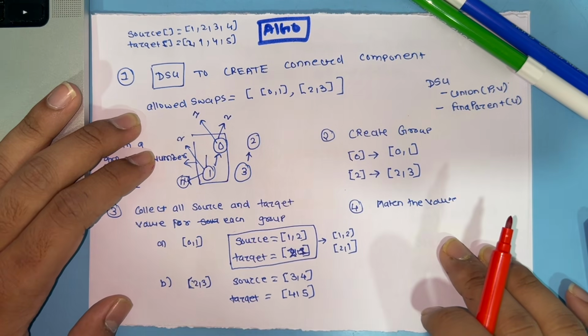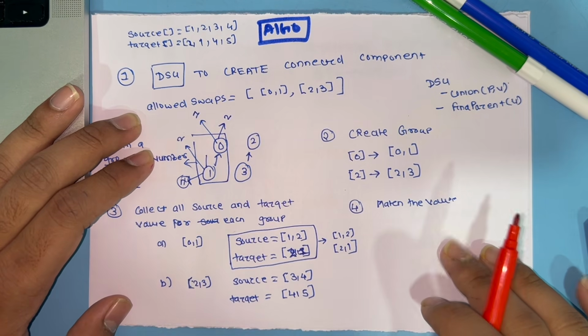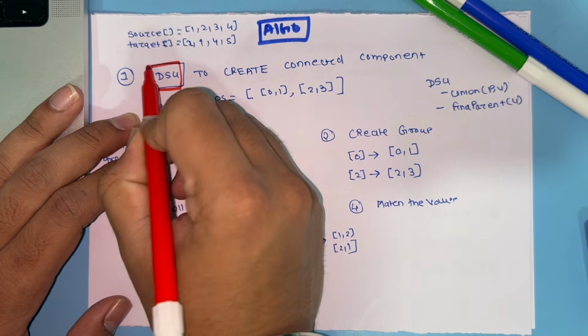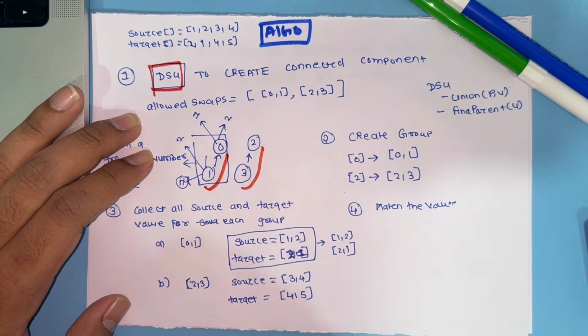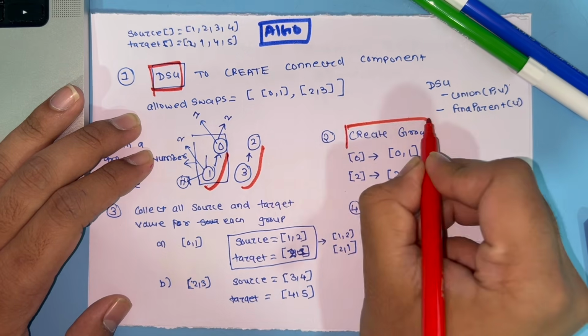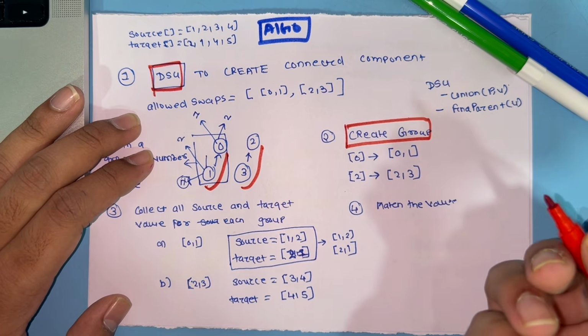Okay, so let's go through the algorithm for solving this problem. The first step will be to just use DSU to calculate the connected components. So we are just calculating the connected components in the first step. The second step will be that we will have to create a group of the elements.